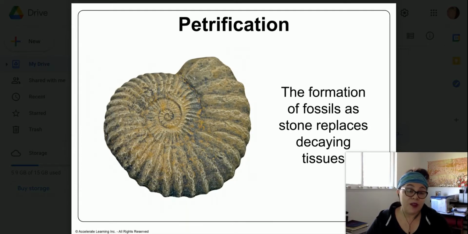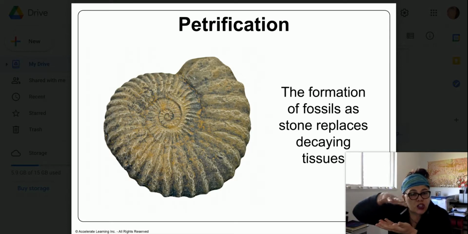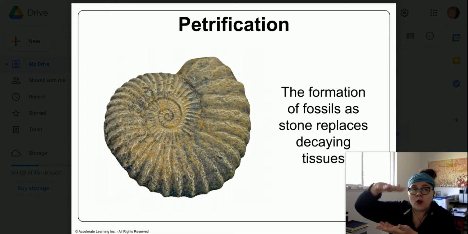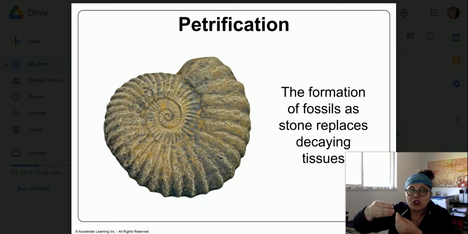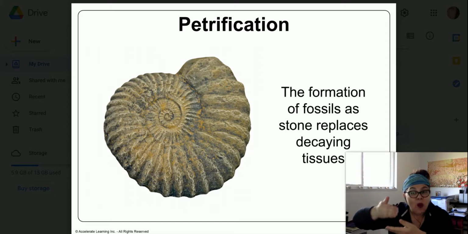The next word is petrification. Petrification is the formation of fossils as stone replaces the decaying tissue. And so what happens is that this living thing gets squished in between different types of soils. And gradually, it gets really hard around it. And gradually, that shell, as it decayed in this example, was replaced with rock.